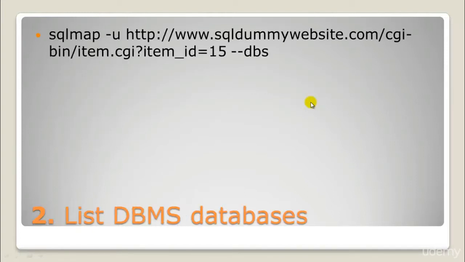And this is the final one. So let's go ahead and list the database management systems using SQLmap SQL injection. As you can see from over here, I have found an SQL injection vulnerable website. That's this one. Now I need to list all the databases in that vulnerable database.